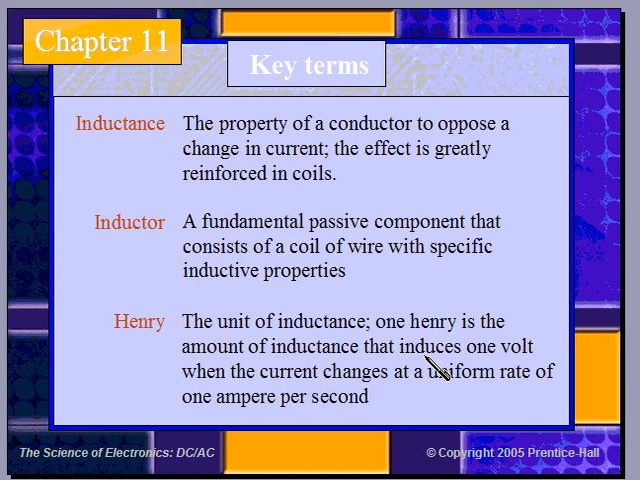Inductance. The property of an inductor is to oppose a change in current. The effect is greatly reinforced in coils. A fundamental passive component that consists of a coil of wire with specific inductive properties is an inductor. A henry is a unit of inductance. 1 henry is the amount of inductance that induces 1 volt when the current changes at a uniform rate of 1 ampere per second.